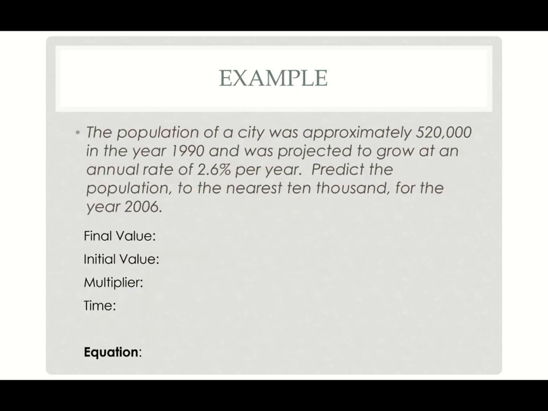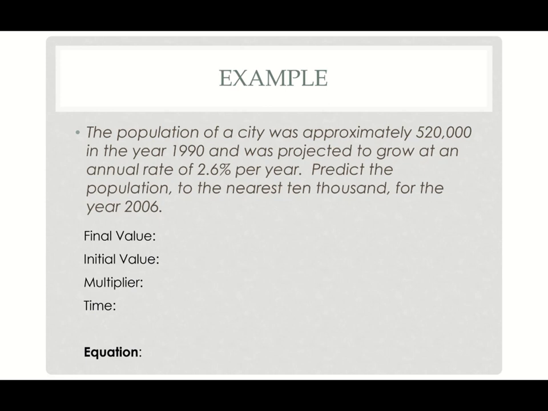So after we're able to determine if an equation is growth or decay and find that multiplier, we want to actually be able to solve exponential equations. So an example here would be the population of a city was approximately 520,000 in the year 1990 and was projected to grow at an annual rate of 2.6% per year. Predict the population to the nearest 10,000 for the year 2006.